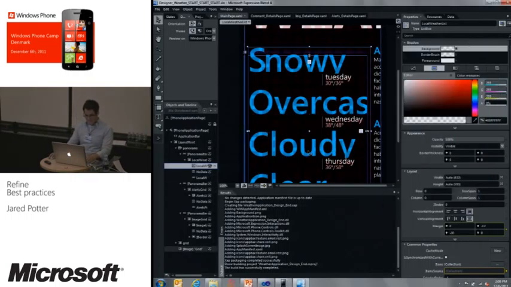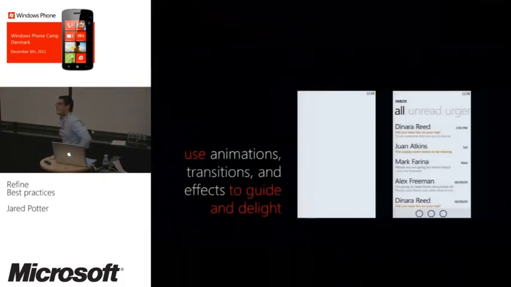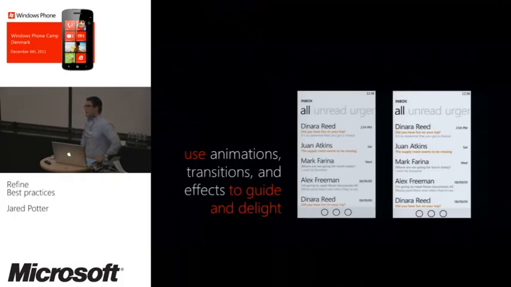All right, back to the PowerPoint. So by default, things do snap in Blend. However, they mostly snap to other objects in the way that they align.